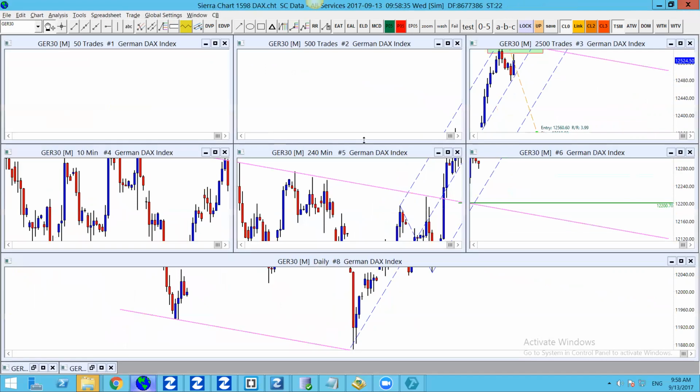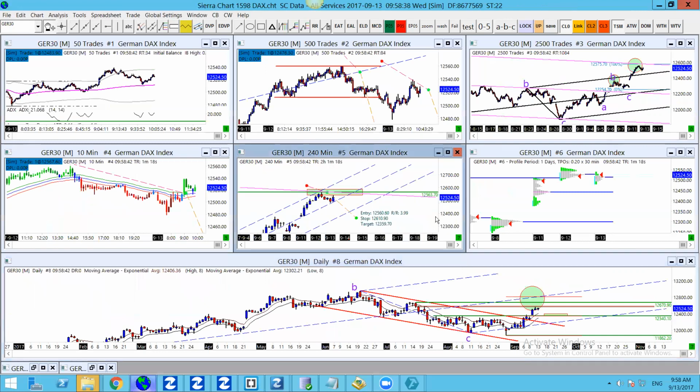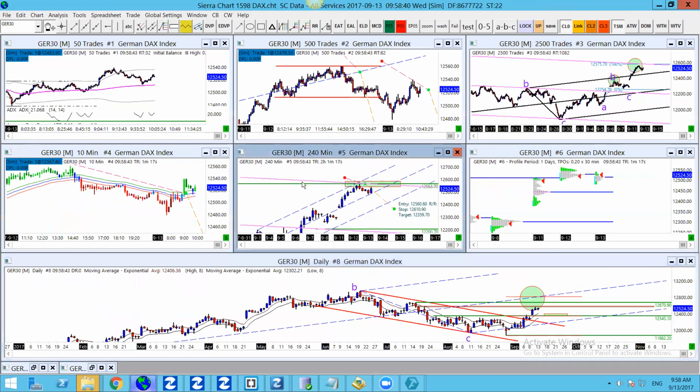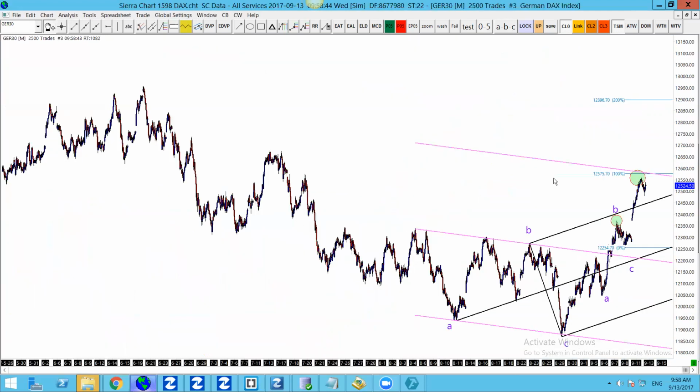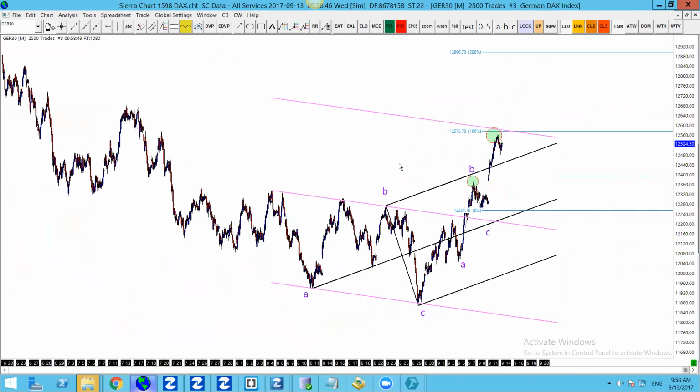Okay, next chart, 2500 tick chart. It's going to be very similar to the 240 minute, I think. Kind of. So we've got another fork there. It's probably going to start to become invalid now, that fork. I've been saying that for a few days now.